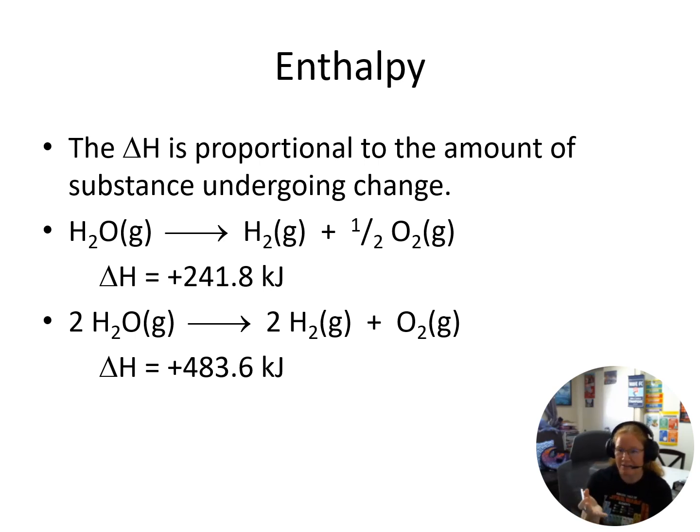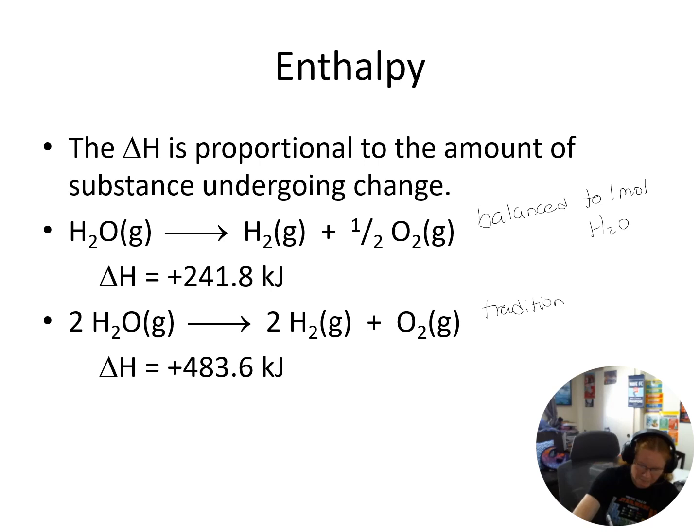Well, let's say I balanced it traditionally, all right? So this one is balanced to 1 mole. This is a traditional one, where we've got 2 moles of water. And so what happened to delta H? Well, we had to double it because now instead of dealing with 1 mole of water, we're dealing with 2. Because remember, the delta H of reaction is that kilojoules per mole, okay?